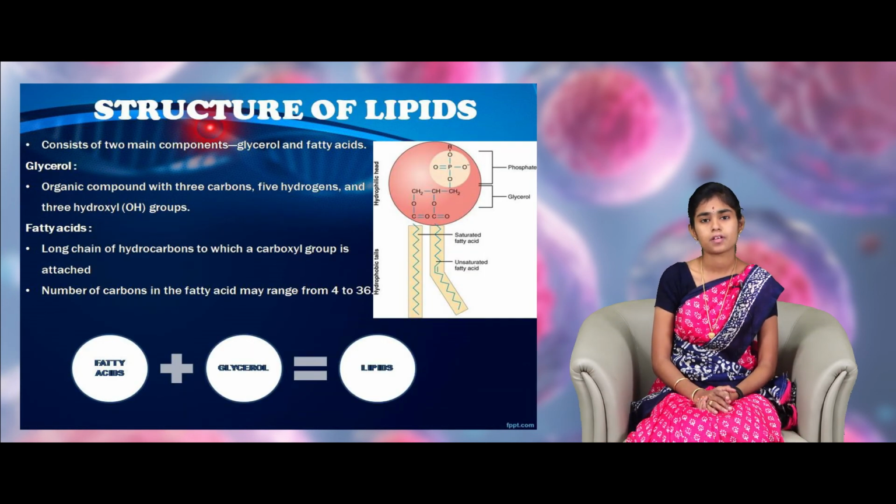Lipids are the polymers of fatty acids that consist of long non-polar hydrocarbon chains linking with a small polar region containing oxygen. These components consist of two parts. One is glycerol and another one is fatty acids. Glycerol always consists of 3 carbon atoms, 5 hydrogen atoms and 3 hydroxyl groups, whereas fatty acids consist of about 4 to 36 carbon atoms.